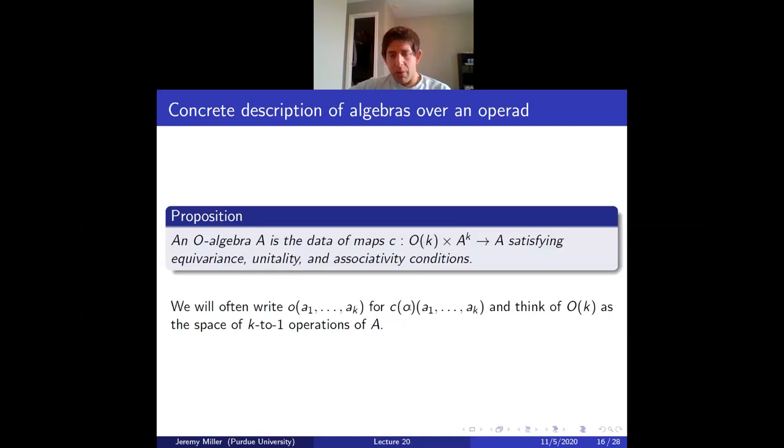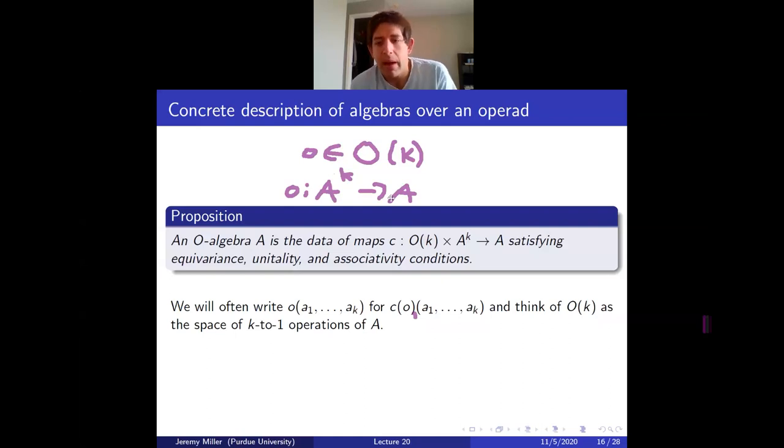Maybe this would be better if this were a comma or something. Whatever. Replace these two parentheses with a comma. So C applied to O, comma A1 through Ak, where O is in O_k, and A1 through Ak are in A. We're just going to write this as O evaluated on A1 through Ak. So we'll suppress the C. If you fix O in O_k, then O is going to give you a map from A^k to A. So that's why we're thinking of the operad as the space of k-to-1 operations of A.